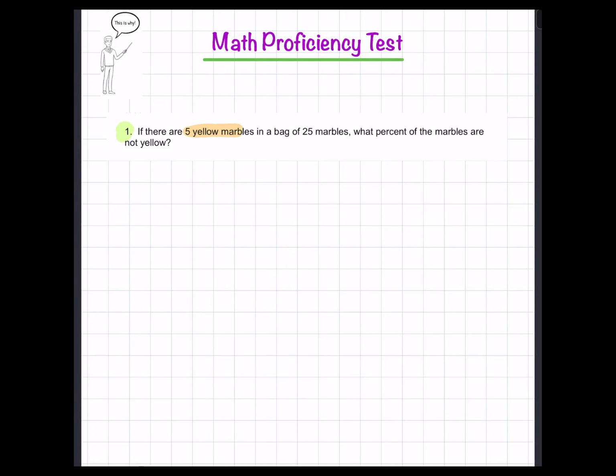So here we have 5 yellow marbles in a bag of 25 marbles, and we want to know what percent of the marbles are not yellow. What percent are not yellow? And percent literally means out of 100.